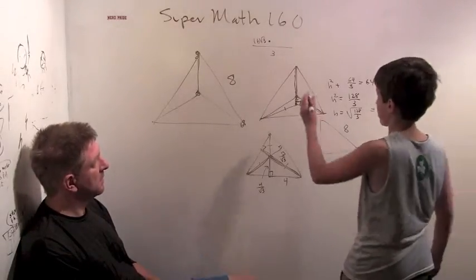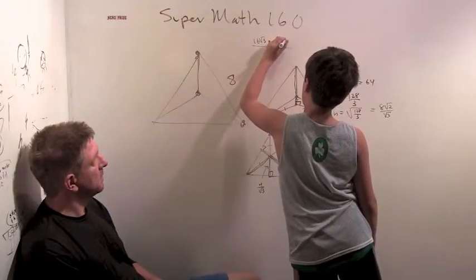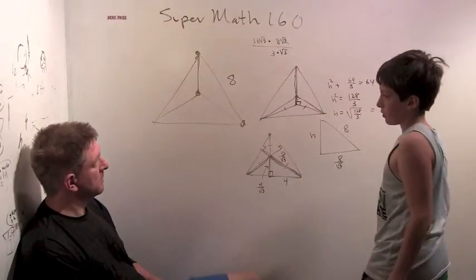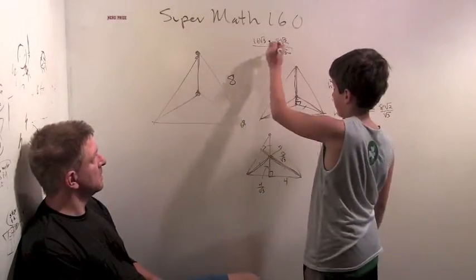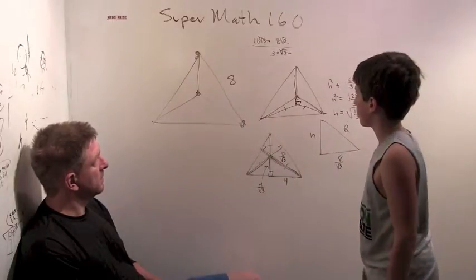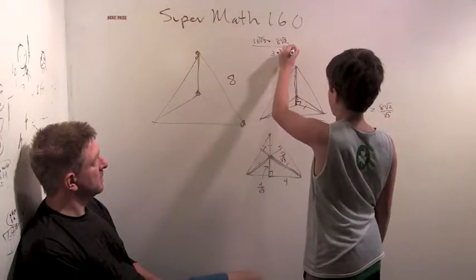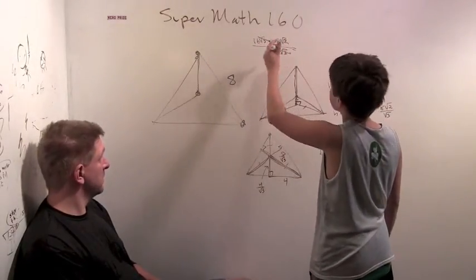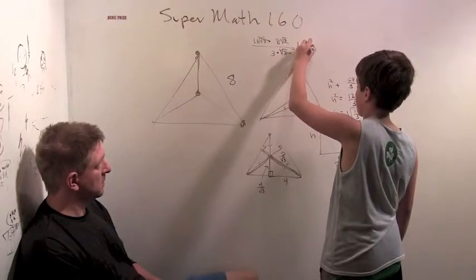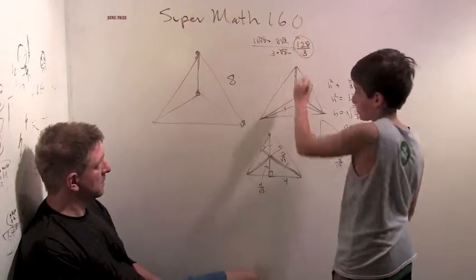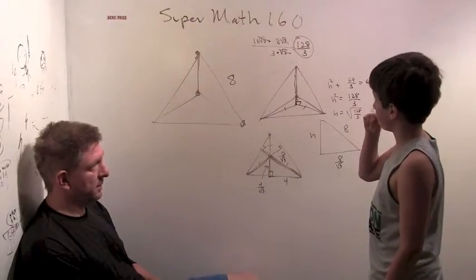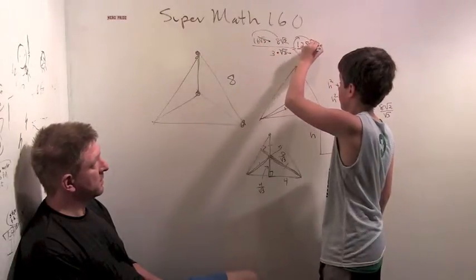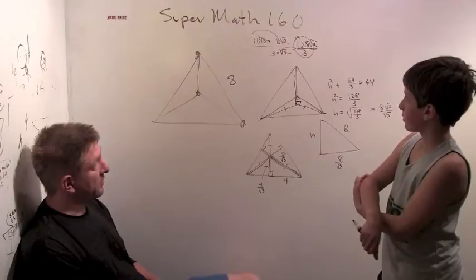And so over root 3. Okay. So the root 3's can cancel. And we're left with 128 thirds. Not quite. Oh yeah, 128 root 2. Don't forget about that root 2. 128 root 2 over 3.